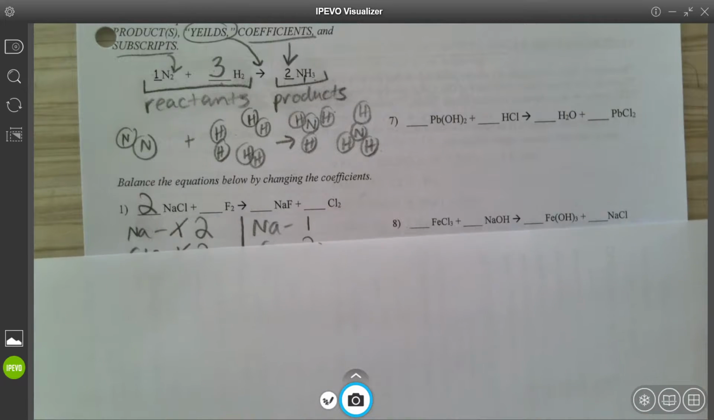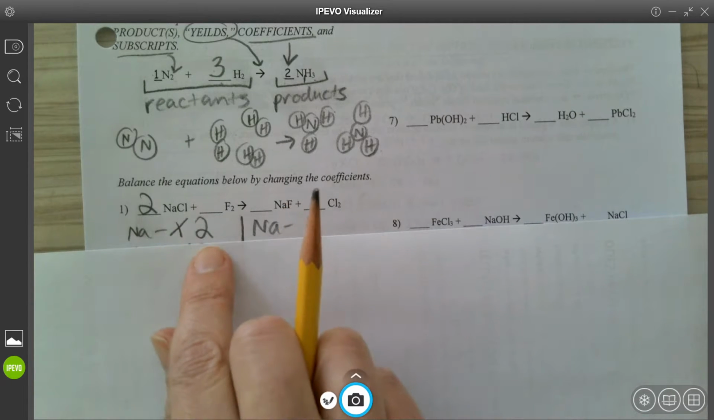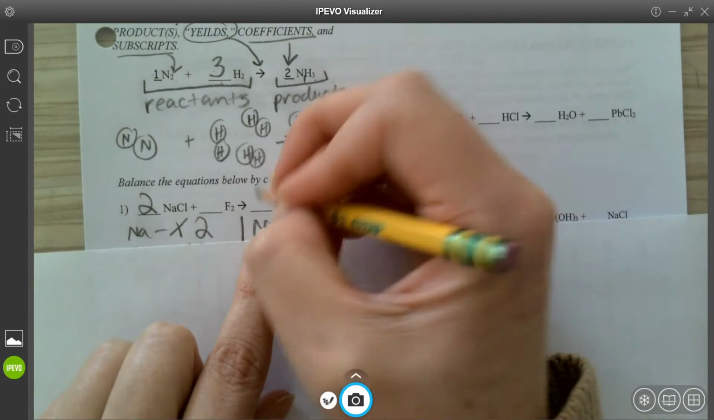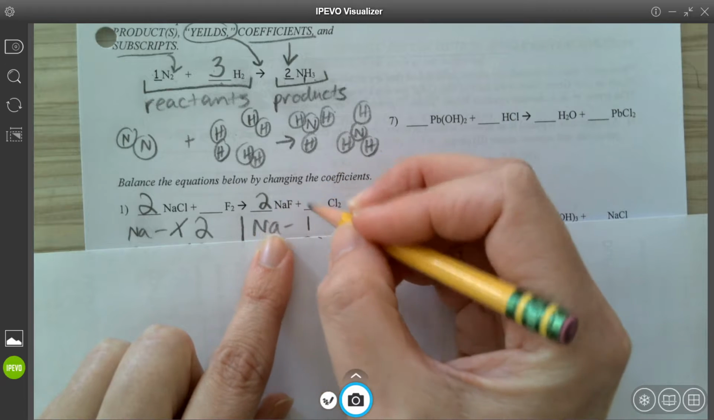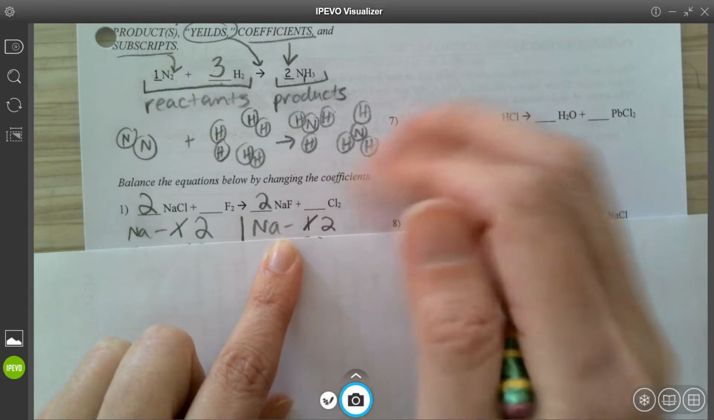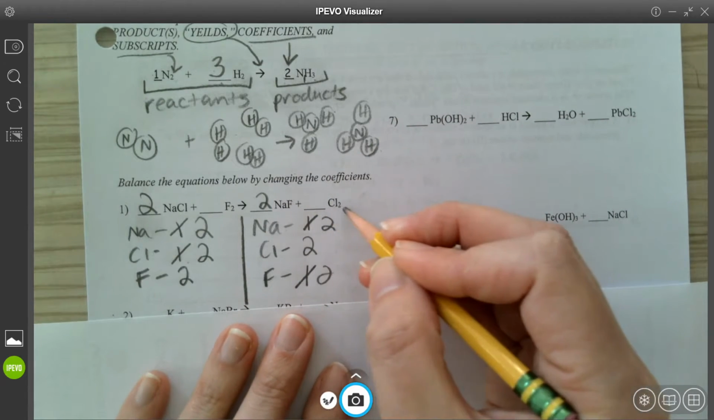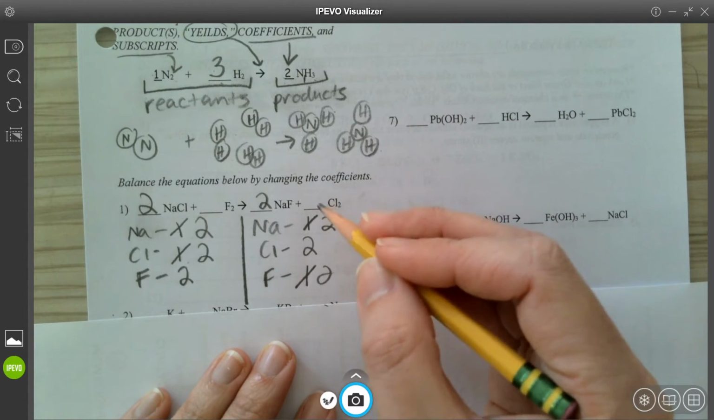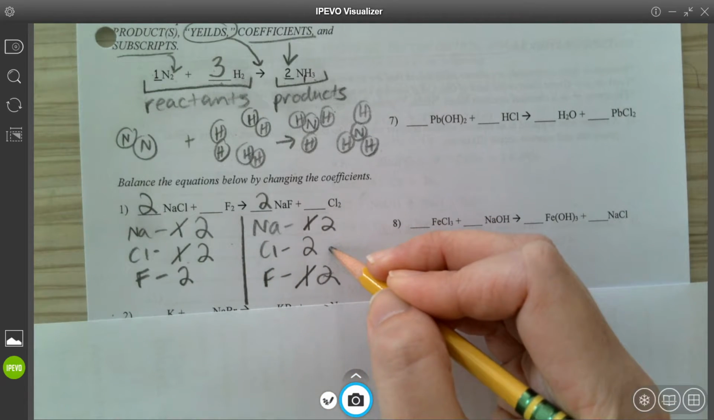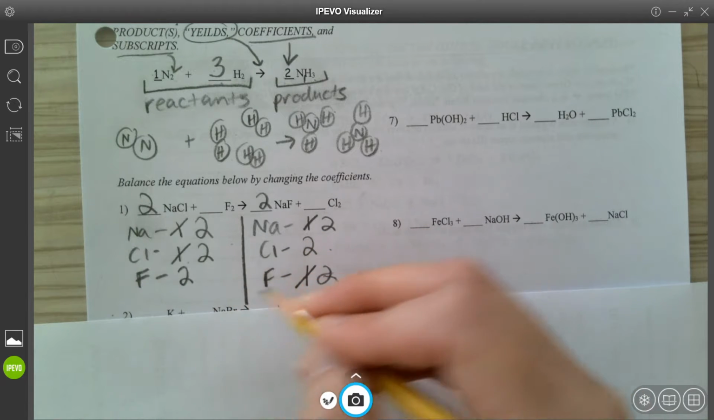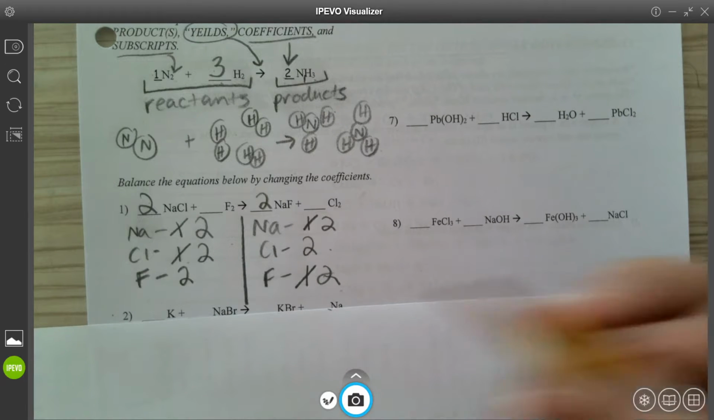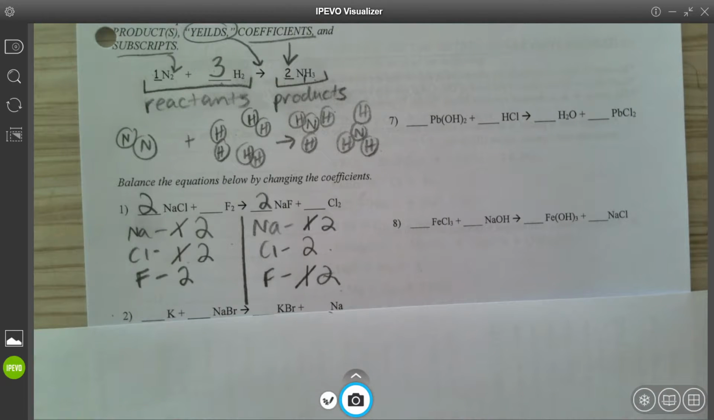Okay, so all we got to do is go back up to the Nas, go to the side that has the least, and put something out front. What should I put in front of the Na? 2. Now I have 2 Nas, and what else changed with that? I also have 2 Fs. The Cl2 was not affected, okay? That has its own coefficient. The Cl2 was not affected. You can see by balancing the Nas, a lot of times this happens. By balancing one thing, sometimes you'll also balance everything, okay? So the Fs are also balanced. Now we're good, okay? So now this equation is what we call balanced.